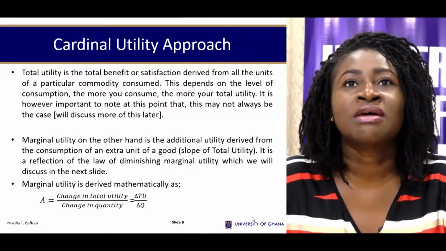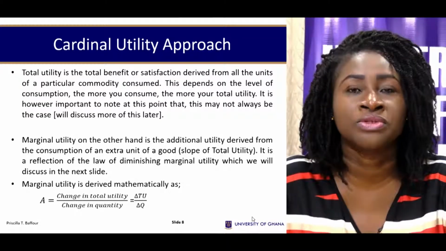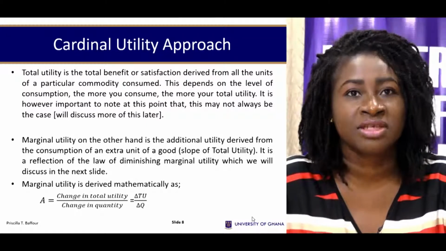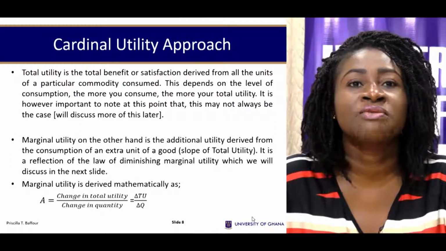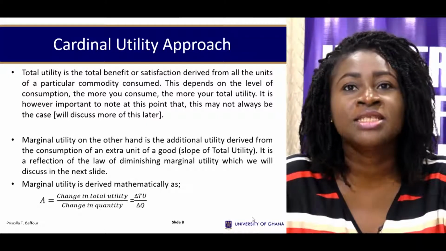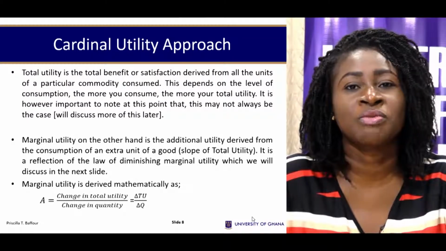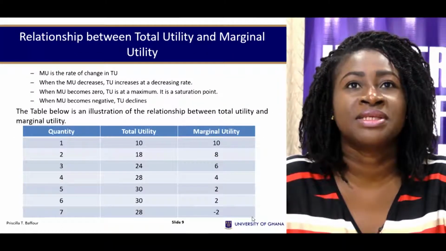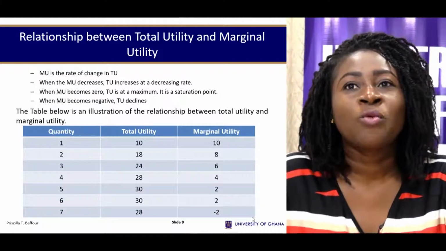So in terms of total utility, we are looking at the total satisfaction you get from consuming a good, right? And this is additive. So the more you consume, the higher your satisfaction in terms of total utility. But when it comes to marginal utility, we are looking at the change in your total utility as a result of a change in your consumption. That is the additional satisfaction you get from consuming additional units of a good. That is what marginal utility basically is.